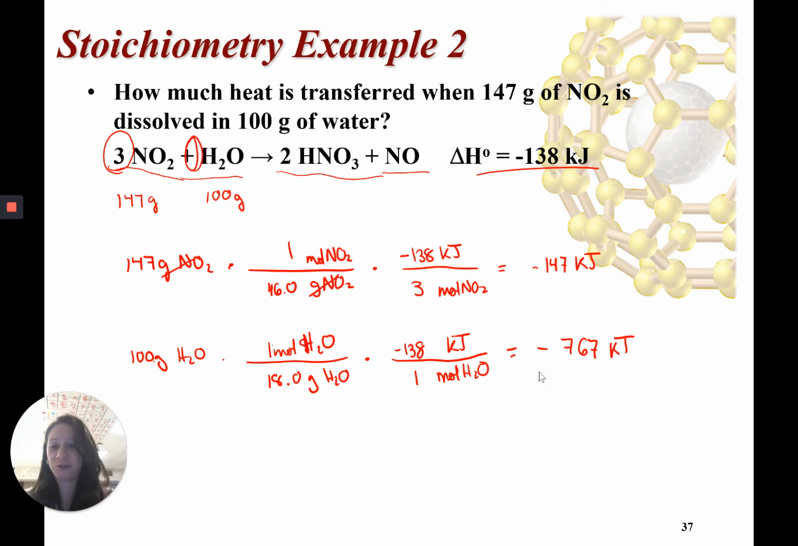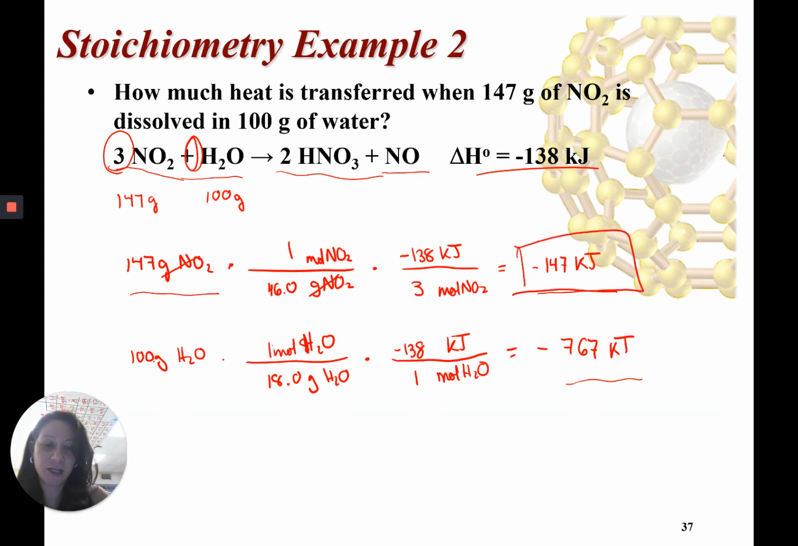So which one's the correct answer? Well, which one's the lower answer? Because it limits me, right? Well, the problem here is that these are negative values. What does the negative mean? It means released. So if I were to use all of my NO2, I would release 147 kilojoules of heat. If I use my water, then I would release 767 kilojoules of heat. So which one's releasing less heat? Well, that's your correct answer right here. It is releasing less heat. So don't let the negative trick you there. The negative just means how much heat is released.